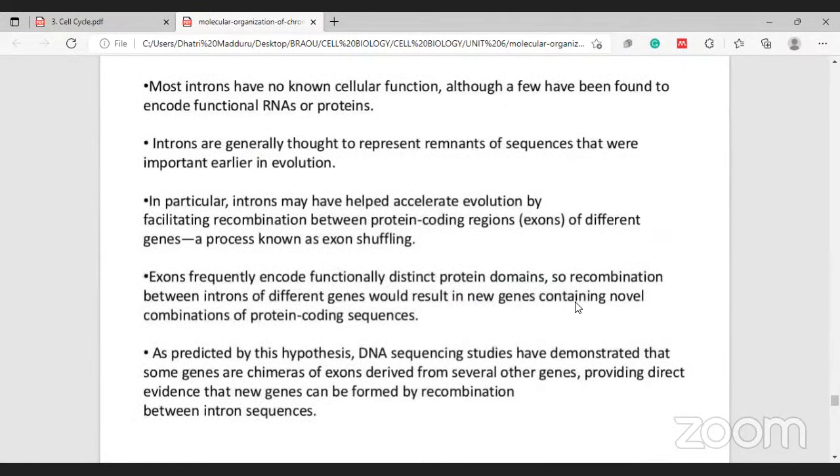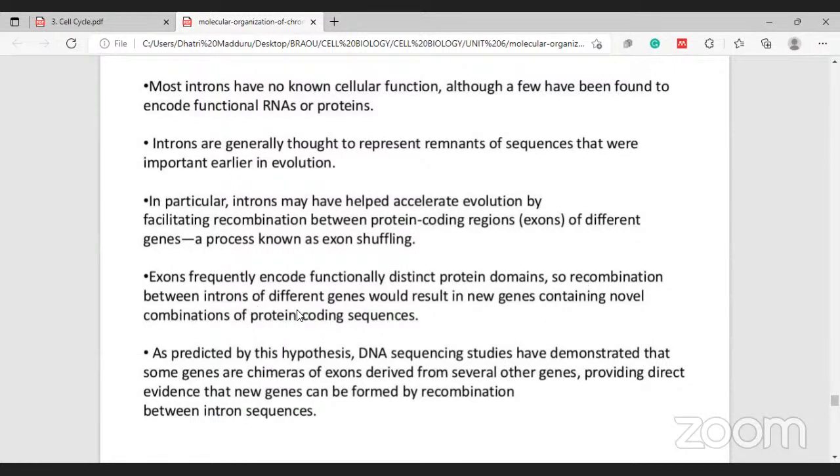So introns have no cellular function. Therefore they will be removed. They became a part of the gene during evolution, but they don't code for any proteins. Only exons will code for the proteins. Okay.